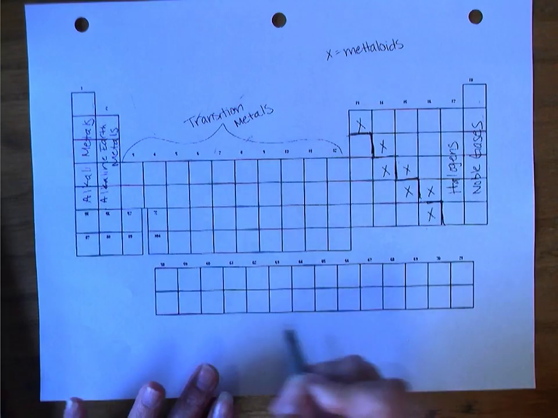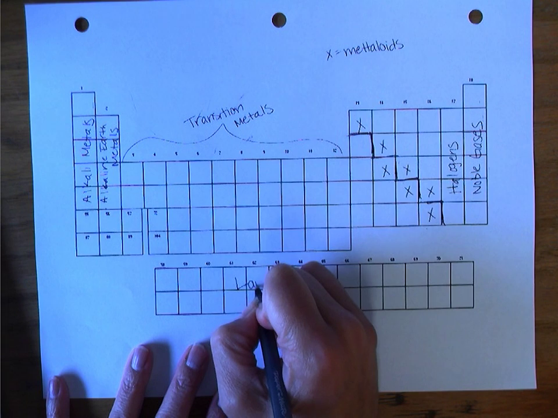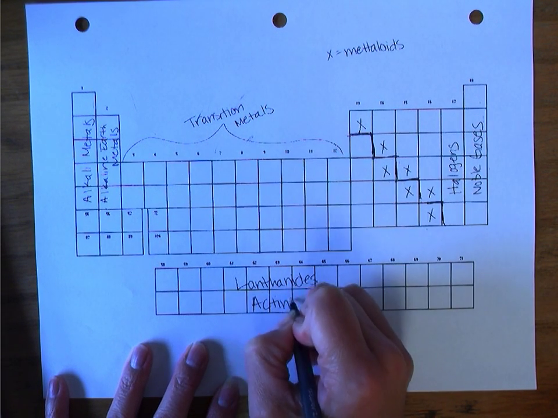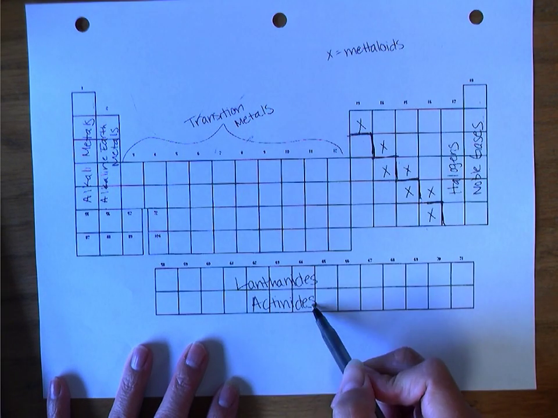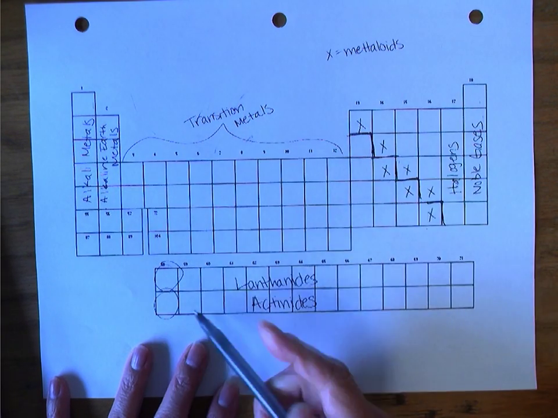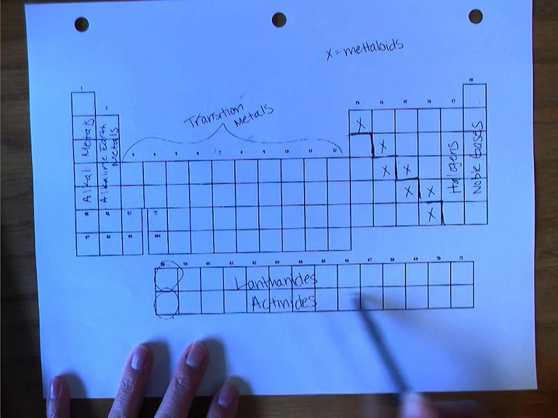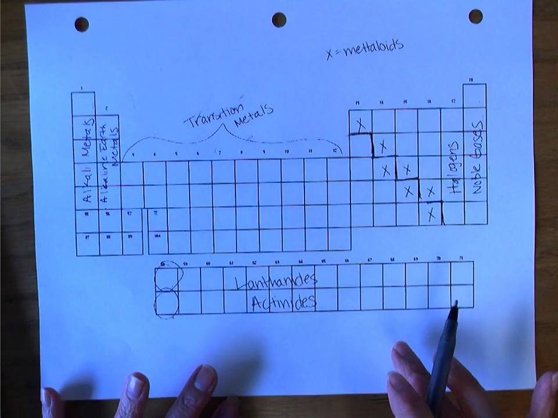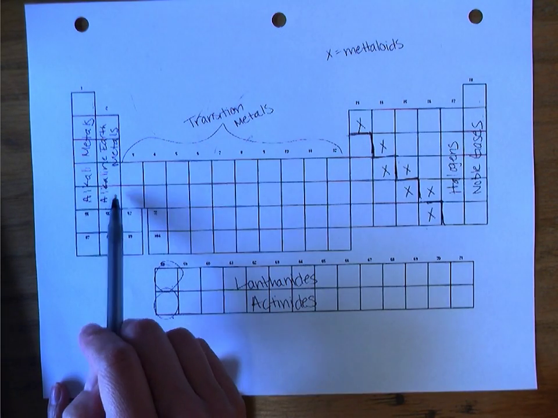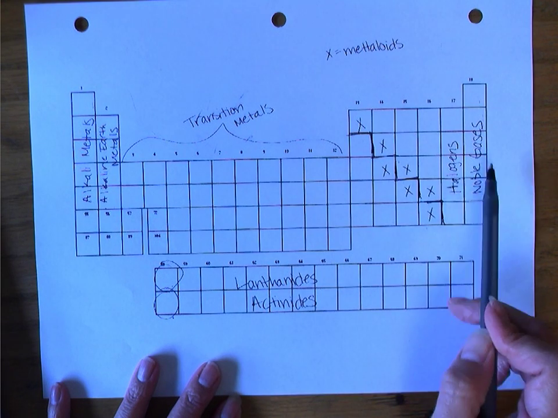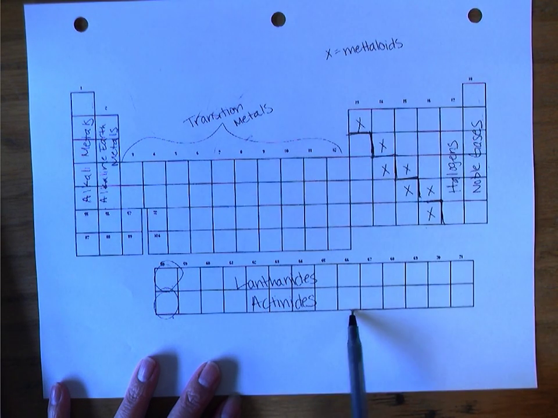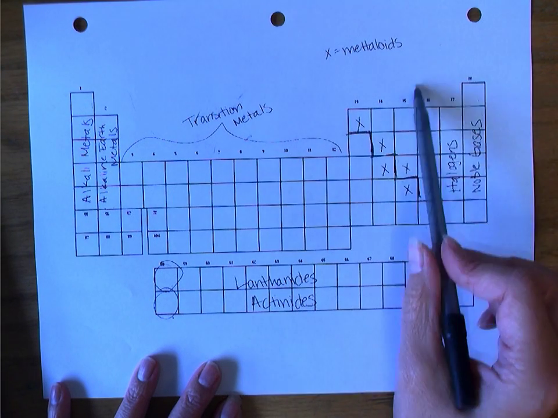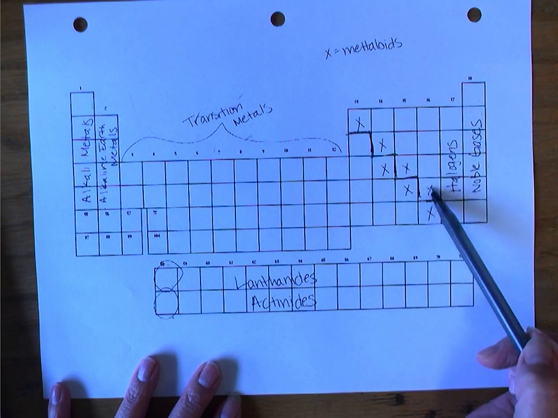Down on the bottom, we have our lanthanides and our actinides. If you have a hard time memorizing those two, the first element in each group is lanthanum and actinium, so you can remember the lanthanides and the actinides. Those are just the basic things on the periodic table that you need to know: alkali metals, alkaline earth metals, transition metals, halogens, noble gases, lanthanides, actinides, and the line that separates our metals on the left from our nonmetals on the right. And if it touches this line, it's going to be called a metalloid.